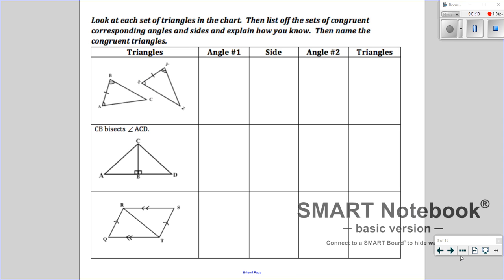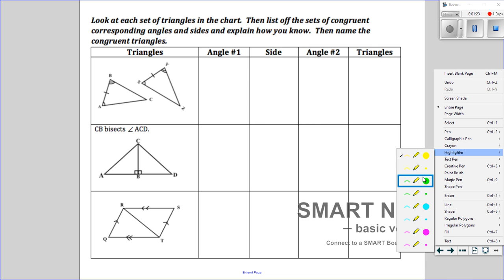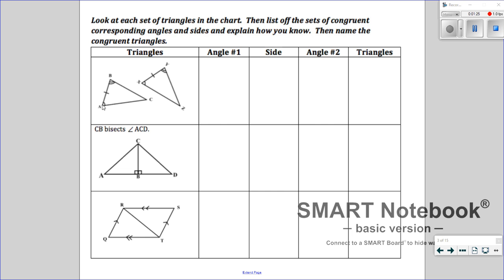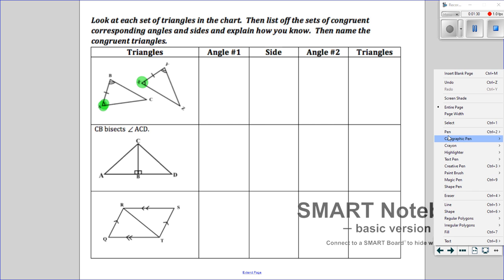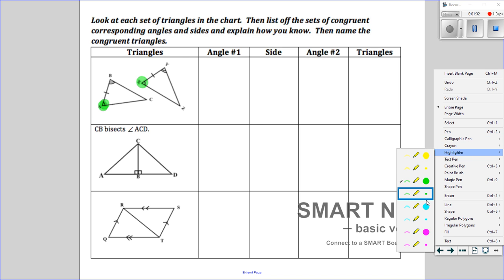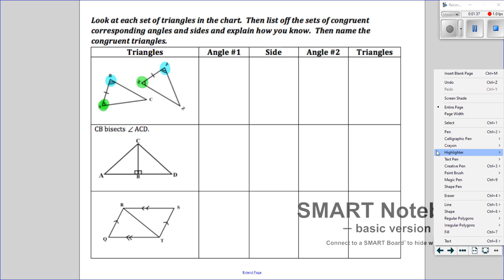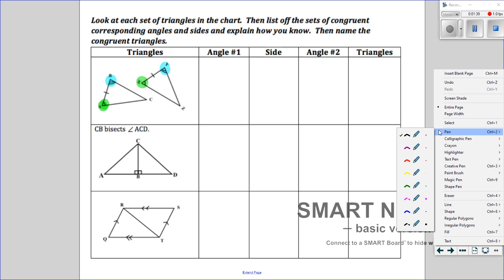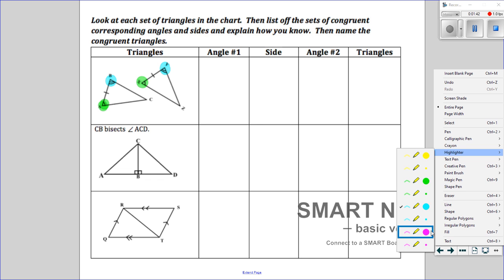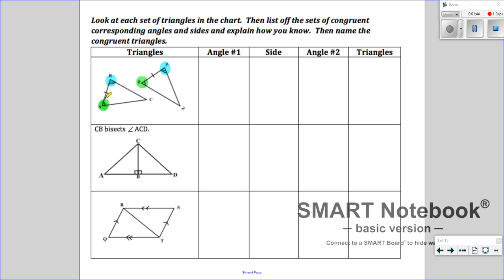So for the first one, we have two angles that are congruent to each other, and then we have a side. So I'm going to use the highlighter to distinguish them. So we have angle A and angle X, and then we have the other angle, angle B and angle Y, and then we have the two sides that are marked with a single tick mark, which are congruent to each other. So I'm going to have this AB and XY.